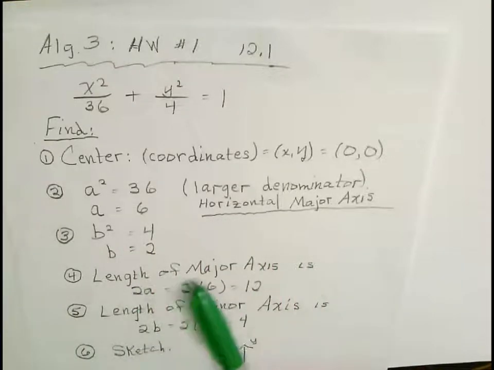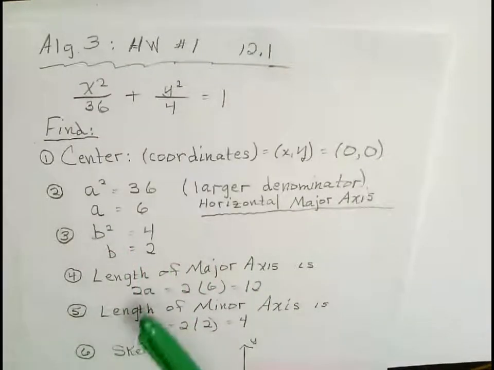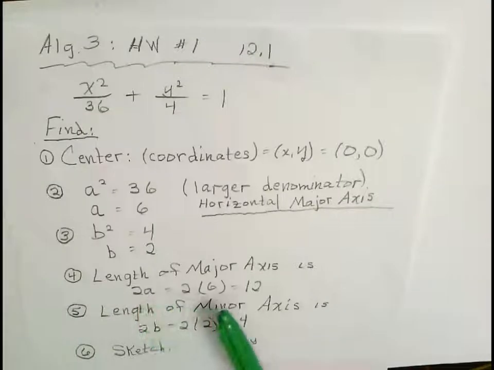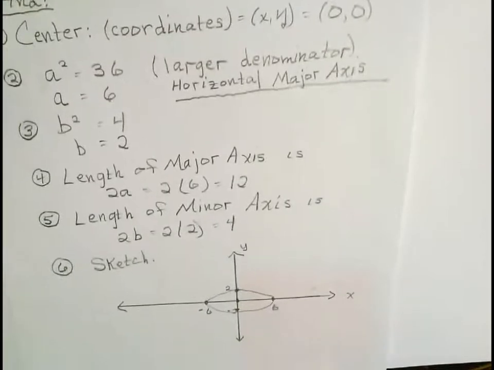The length of the major axis, since it's horizontal, you're going to be looking at the A, and the length of the major axis is always 2 times the A, which is 12. The length of the minor axis will be 2 times the B.